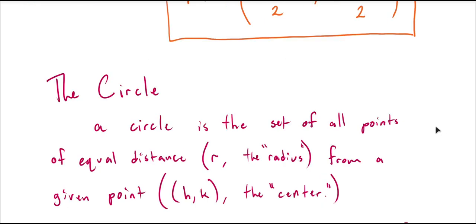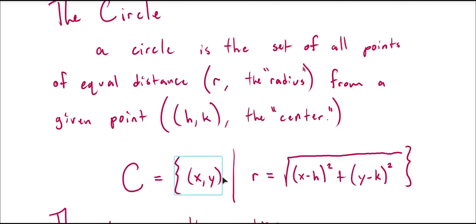So now let's talk about the circle. We've talked about distance. Let's talk about equidistance. A circle is the set of all points that are equidistant, or of equal distance, from a given point. Now, this distance is given a special name. It's called the radius. And this given point is given a special name. It's called the center. So we could say that a circle is all of the points at radius distance from the center point. And we could write that in set notation this way.